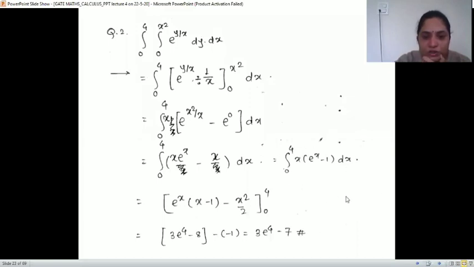This is a u into v integration, or we can use Leibniz here. Applying Leibniz, solving the first integration only: x e raised to x, into e raised to x minus the derivative, which is 1, into e raised to x. So e raised to x taken common, into x minus 1, minus the integration of x, that is x square by 2. This is from 0 to 4. Applying the limits, we get the answer 3 e raised to 4 minus 7.